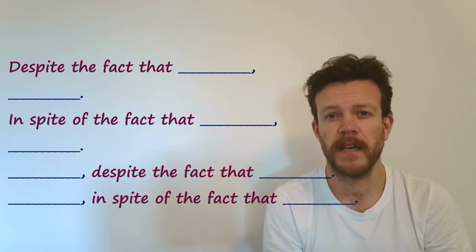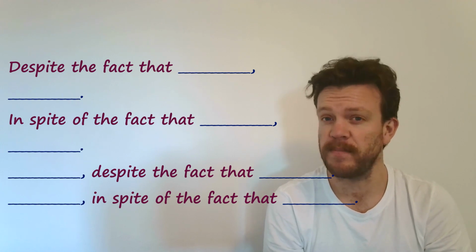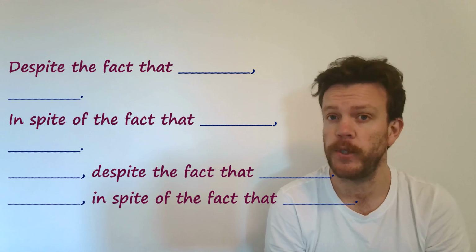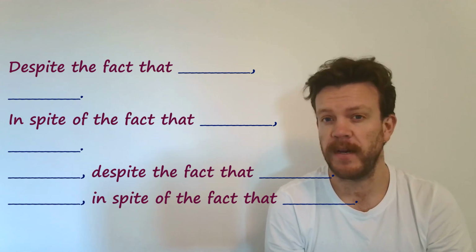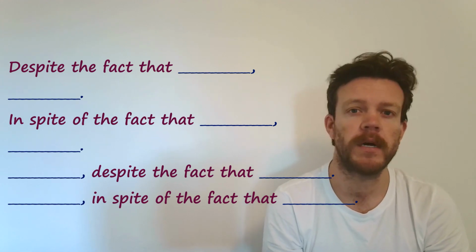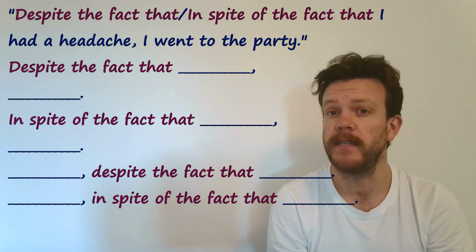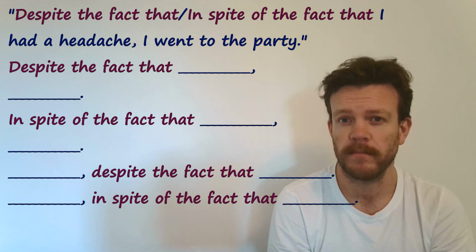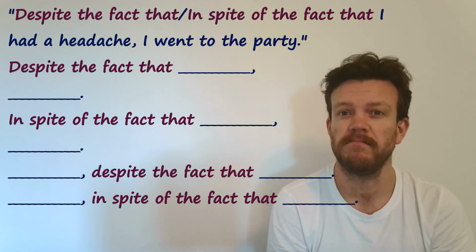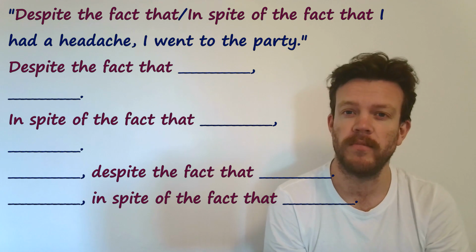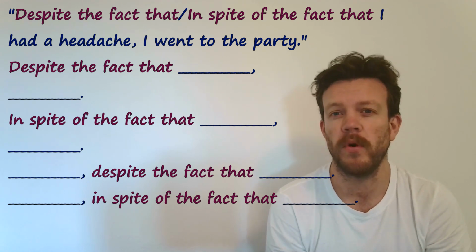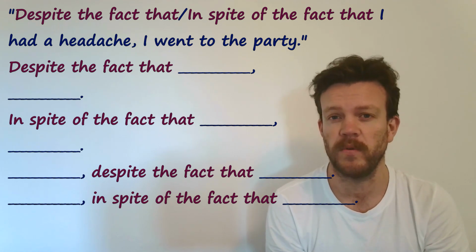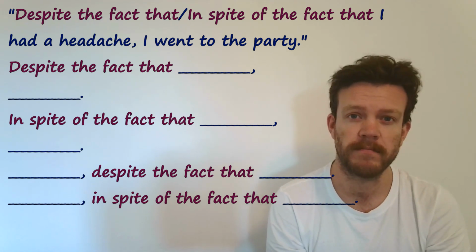And the final thing to say is that we can use despite the fact that, in spite of the fact that, just like we do with although. Despite the fact that, clause, comma, clause. So, despite the fact that I had a headache, I went to the party. The only thing I would say is more words is usually more formal or when you're trying to be more emphatic. For more everyday situations, I would just always use although or despite.